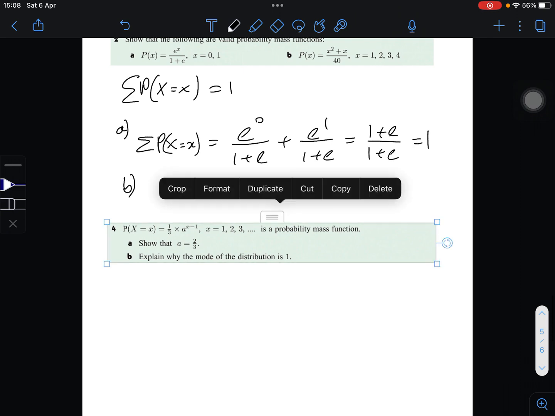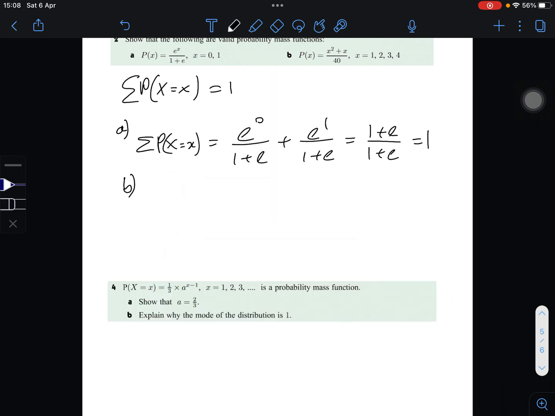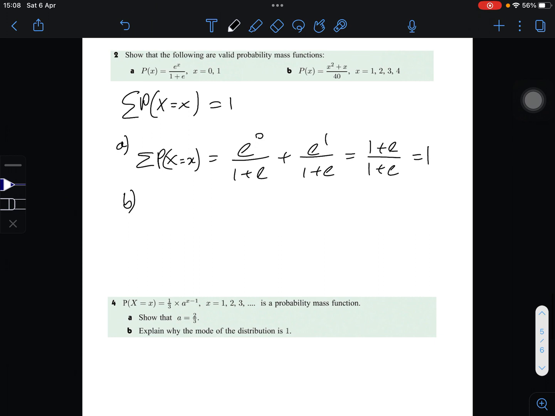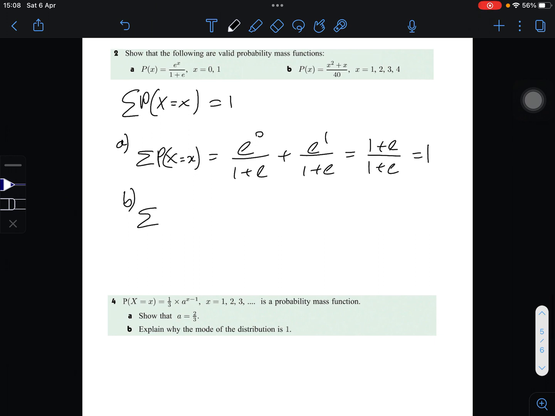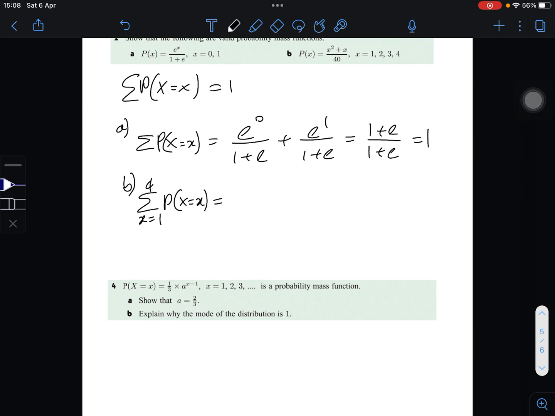Second one, P of X equals X squared plus X over 40, so I need the sum up to 4, so I might as well write it down now. The sum from X equals 1 to 4 of P of X equals X, which in our case means that we need all of these to add up to 4. Again, you could use a calculator and just plug in the sum for X equals 1, X squared plus X over 40. Exactly like we've been doing.